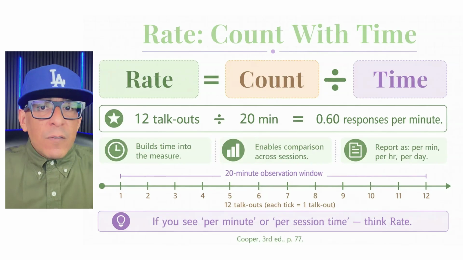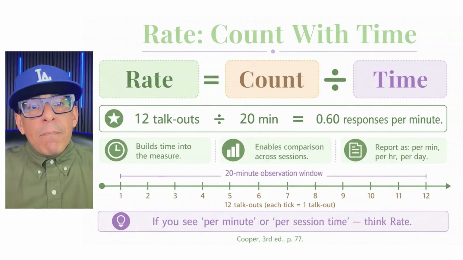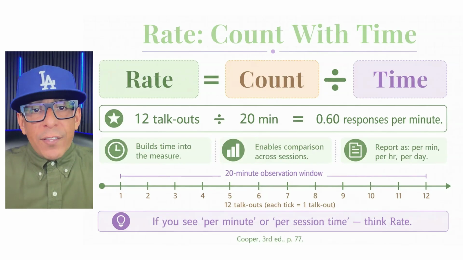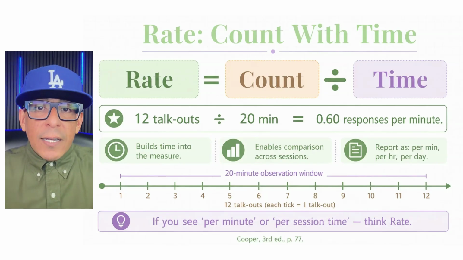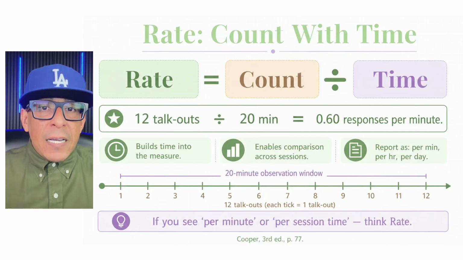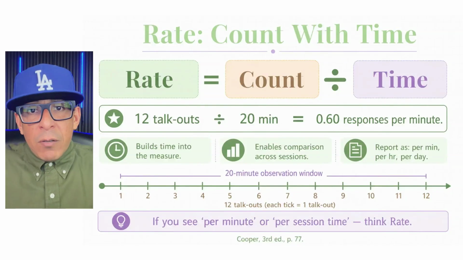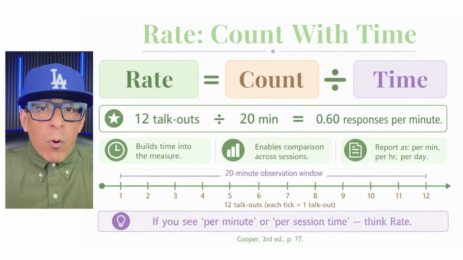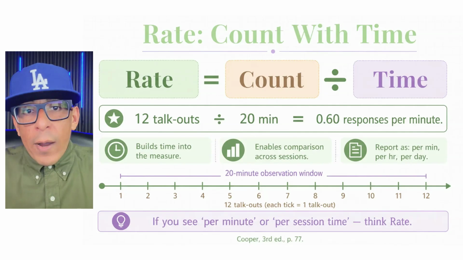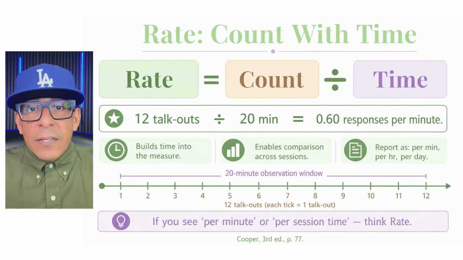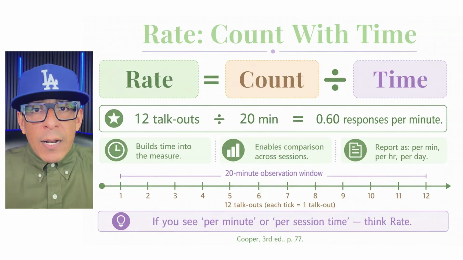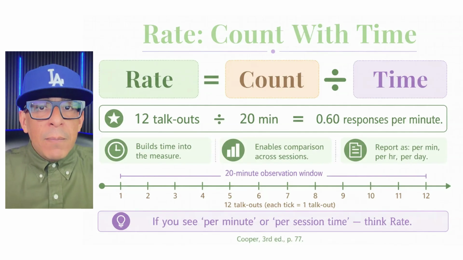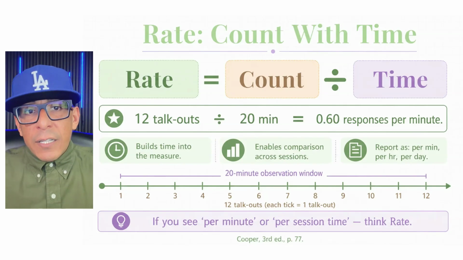Rate is the number of responses per unit time. A rate measure combines count with the observation period in which the count was obtained. This makes data more meaningful than count alone because the time context is built into the measure. For example, the text describes talk outs reported as responses per minute when class activities had different durations. Rate can be reported as count per 30 seconds, per minute, per hour, per day, or other standard time units.